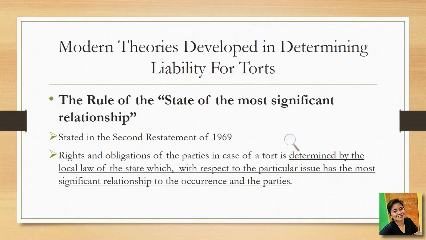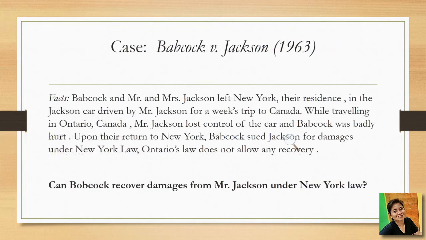An example of this is the case of Babcock v. Jackson, 1963. Mr. and Mrs. Jackson and Babcock left New York, their residence, in the Jackson car driven by Mr. Jackson for a week's trip to Canada. While traveling in Ontario, Canada, Mr. Jackson lost control of the car and Babcock was badly hurt. Upon their return to New York, Babcock sued Jackson for damages under the New York law. Ontario's law does not allow any recovery.